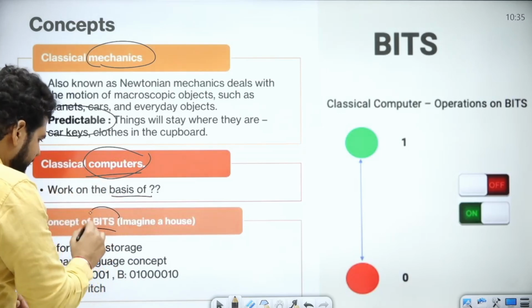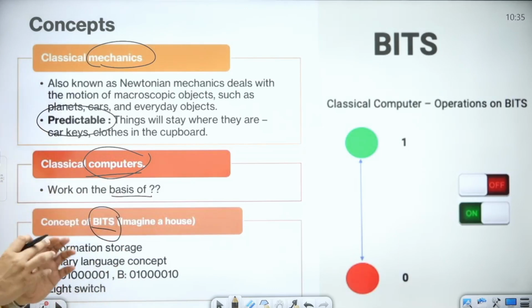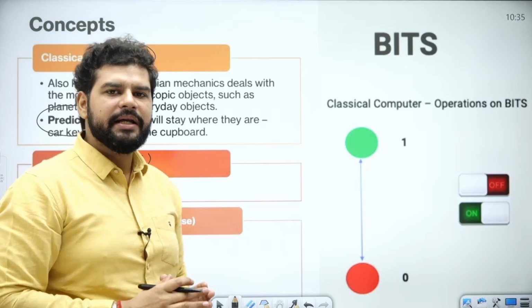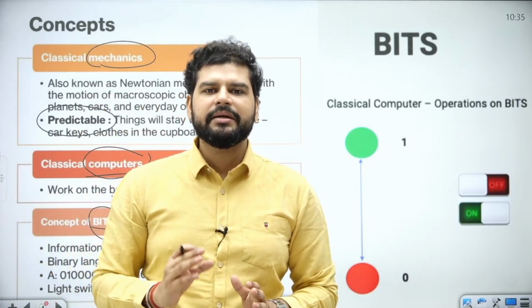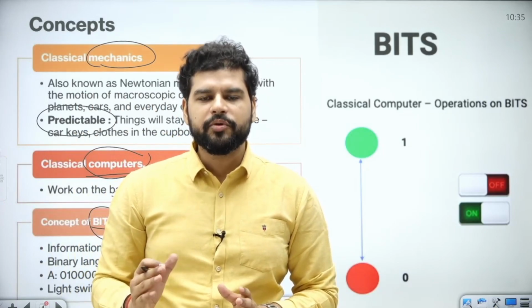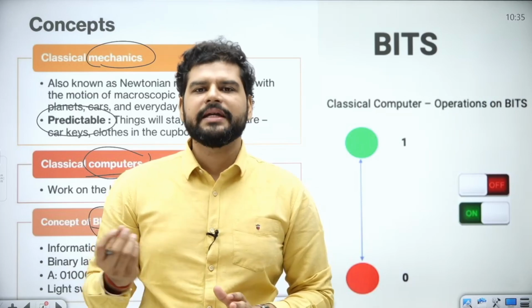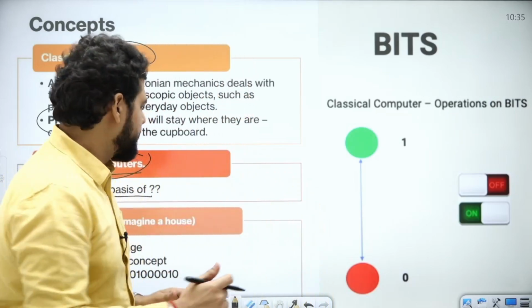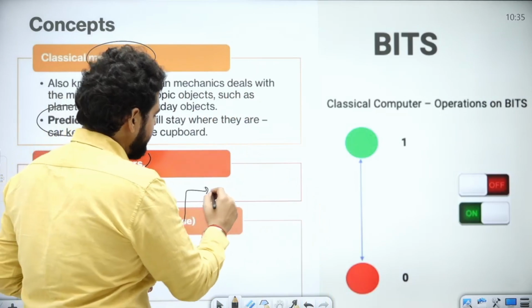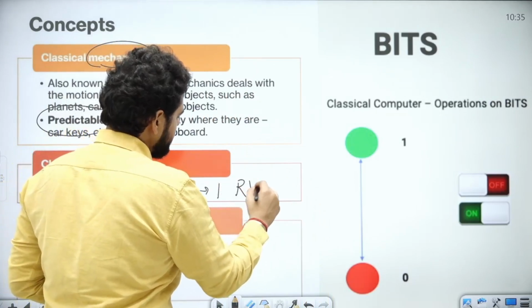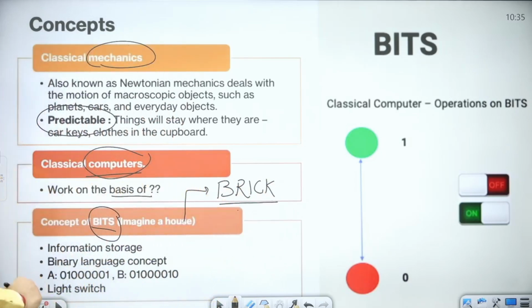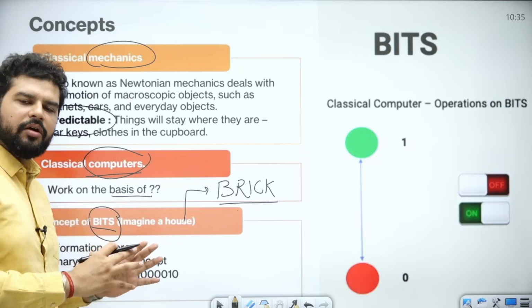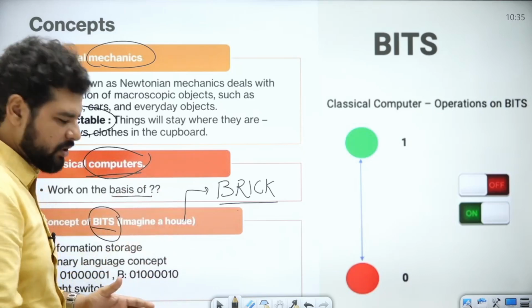Now this is the important point which we need to understand. Imagine a house. Now the basic building block of the house is a brick. Similarly, basic building block of a classical computer in terms of information is a bit. So in a house there is a brick. In a computer it is bit. Now it is the piece, or let's say the house of information storage.